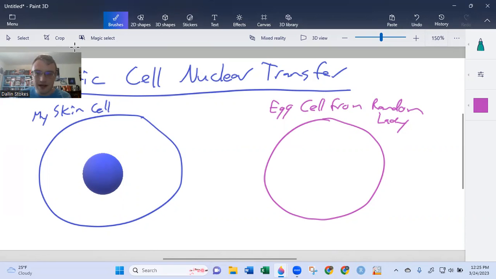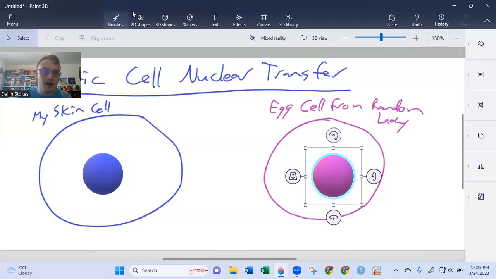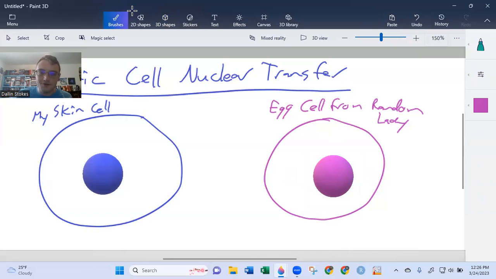But we got an egg cell from a random lady, and it too has a nucleus right here. So that little sphere represents our nucleus here. Now, this egg cell has the ability to become a baby, but it doesn't have my DNA. It's not 100% genetically identical to me. So we've got a cell that's 100% genetically identical to me, but can't be a baby. And we have a cell that can be a baby, but isn't genetically identical to me. And we need to make a cell that can be a baby and is 100% genetically identical to me.